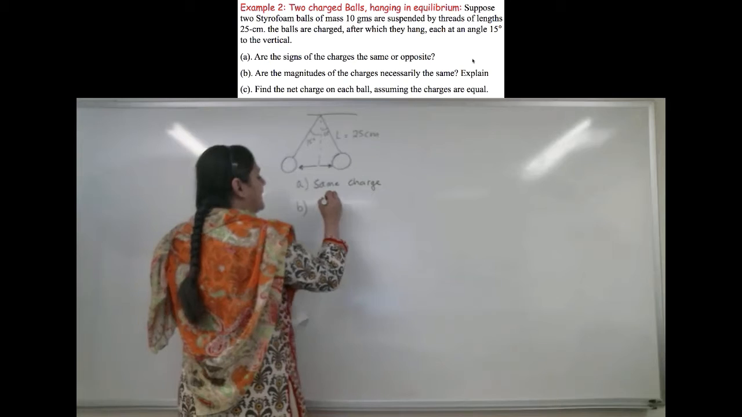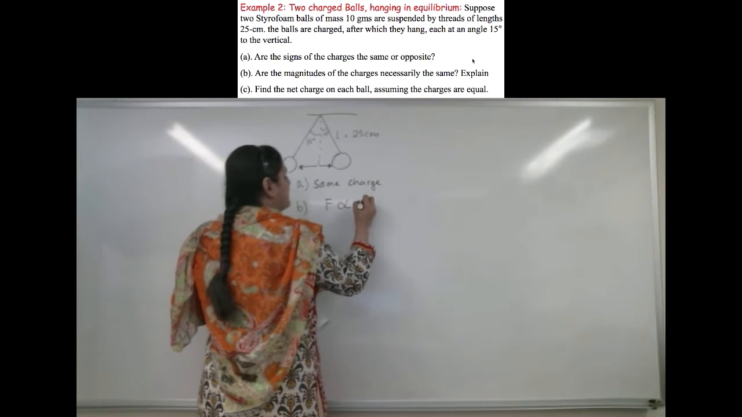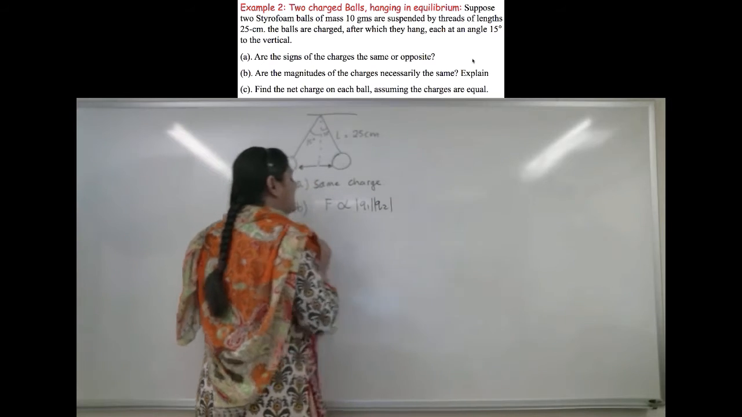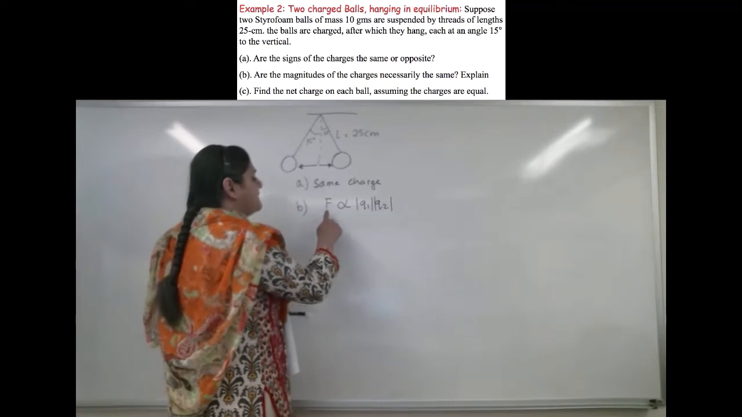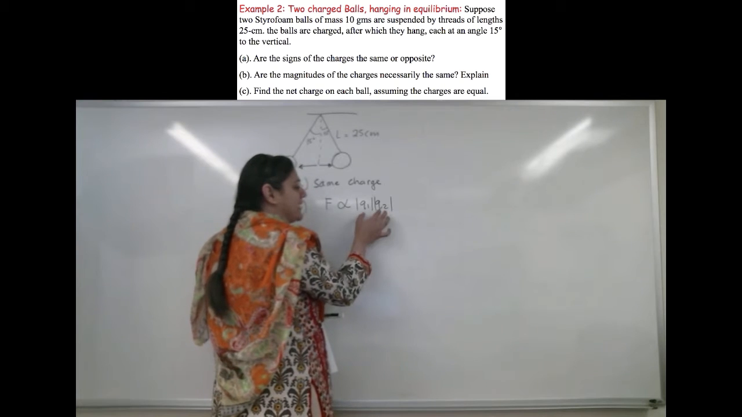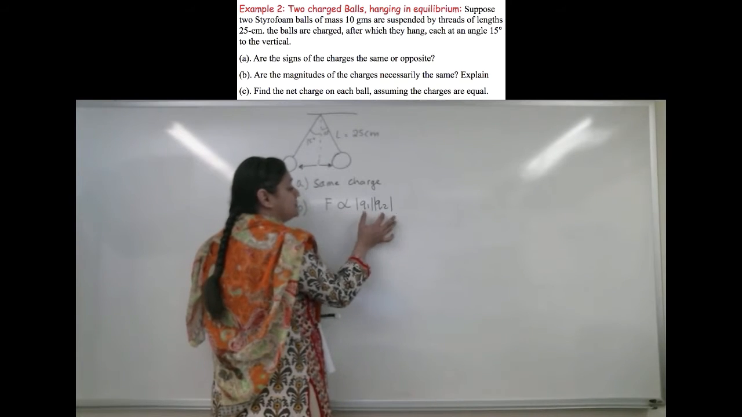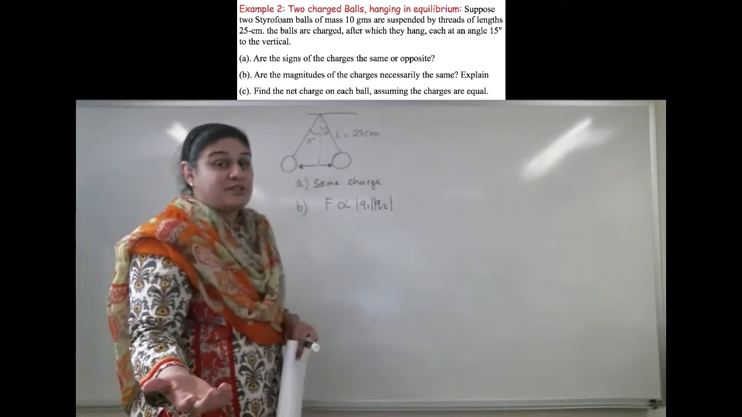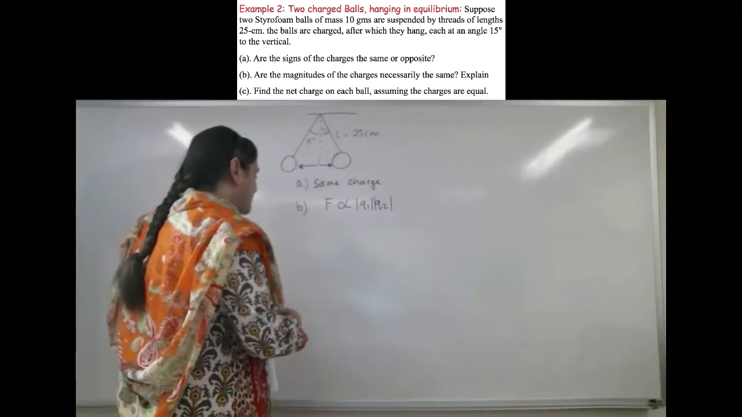What do I know? I know my Coulomb's force is proportional to Q1 and Q2 magnitude. So now I have F is proportional to Q1 and Q2, but I don't know whether these necessarily are going to be equal or not. They could be, or they couldn't be. I really can't tell. Okay?